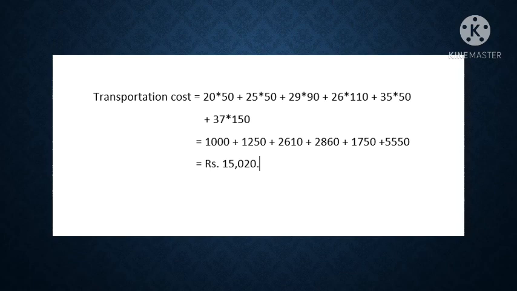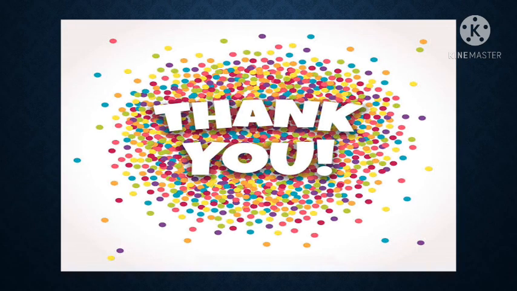Here the minimum transportation cost is computed from the allotted numbers with the supply and demand values: 20 into 50, 25 into 50, 29 into 90, 26 into 110, 35 into 50, 37 into 150, and the values are 1000, 1250, 2610, 2860, 1750, 5550. Here the transportation cost value is 15,020. Thank you.